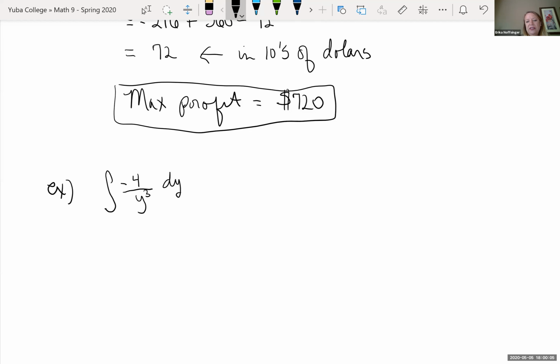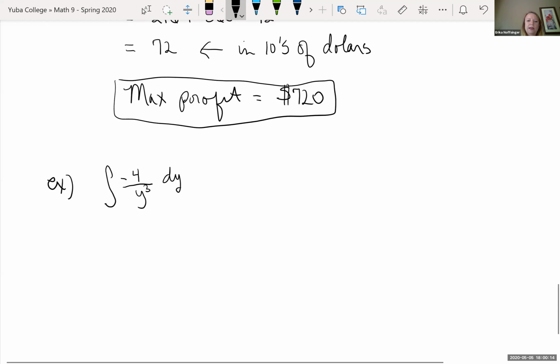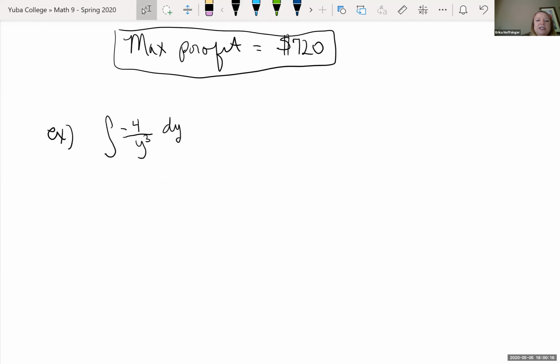Okay, so this is not quite in the form that we can integrate. And so we want to rewrite this so that that y cubed in the denominator is now up in the numerator. And once that's done, then we can use that general power rule when we take the antiderivative. And so we could rewrite this as the integral of -4y to the -3rd power dy.